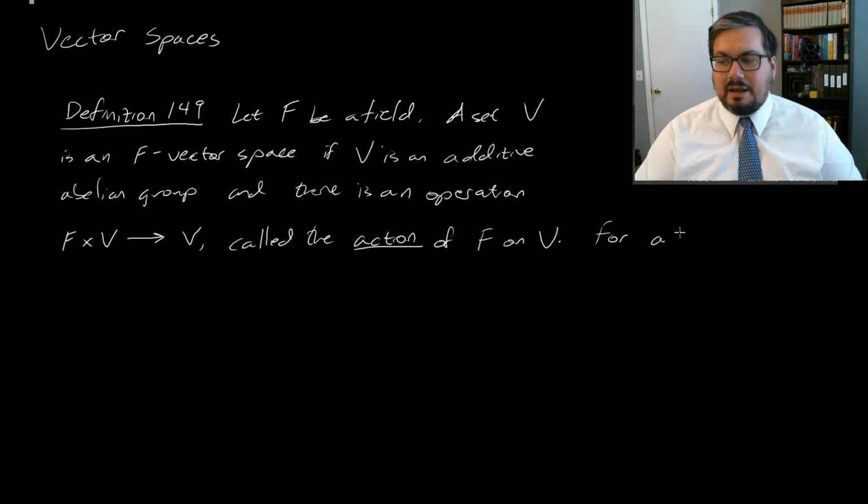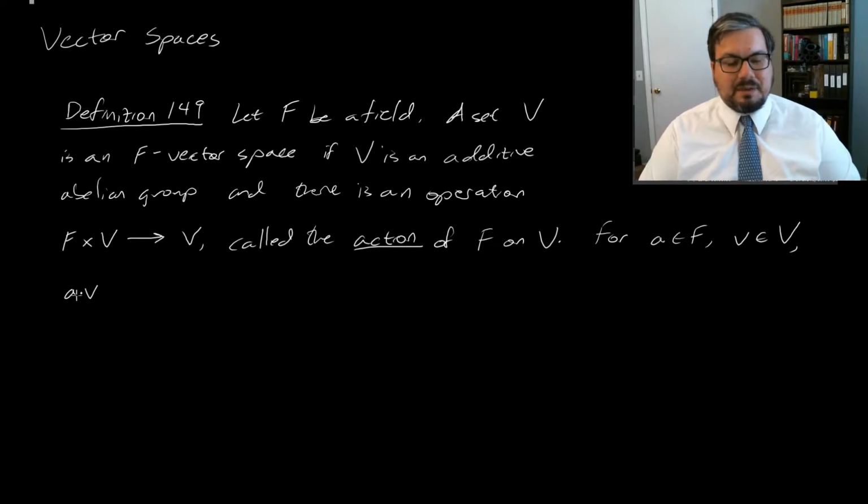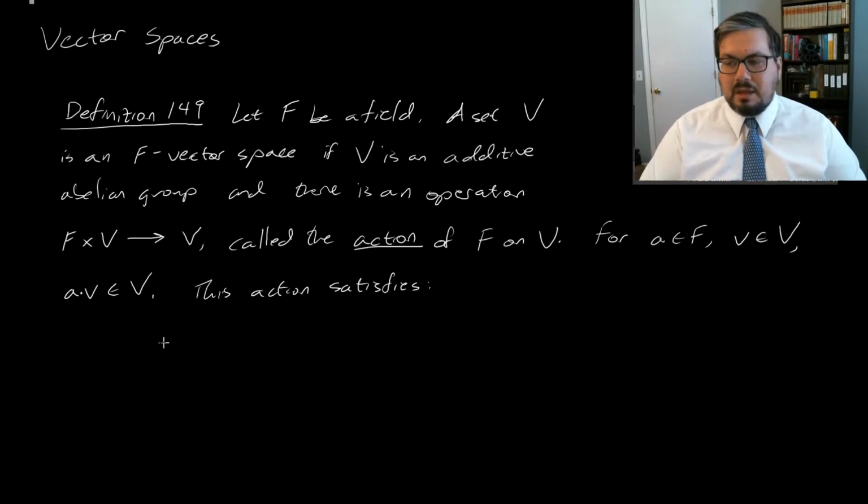And then for any A in F and V in V, this means that AV, or sometimes A times V, sometimes we'll make the multiplication between them explicit, but we don't have to. This is an element of V, and then this action satisfies the following conditions. I should say this is for all A and B elements of F and all V and W elements of V.